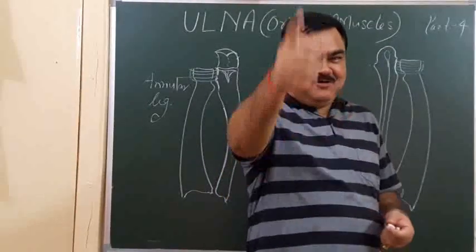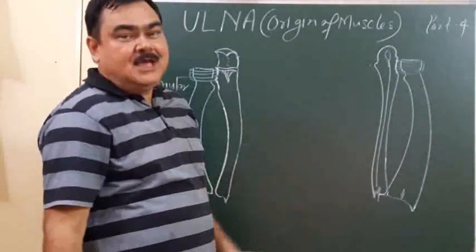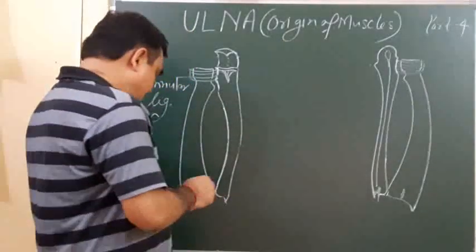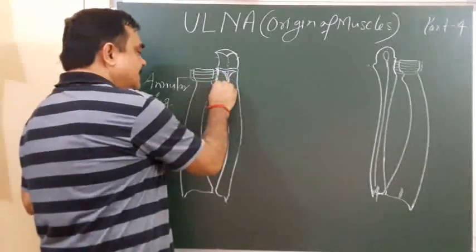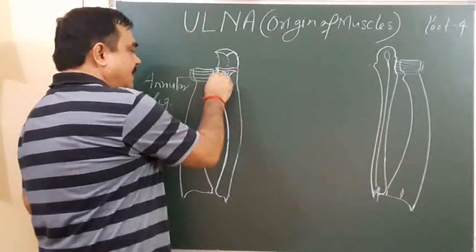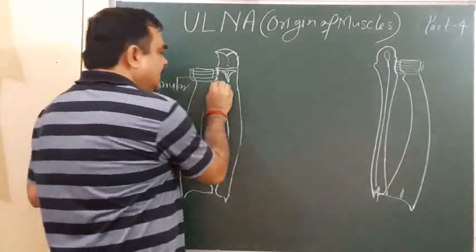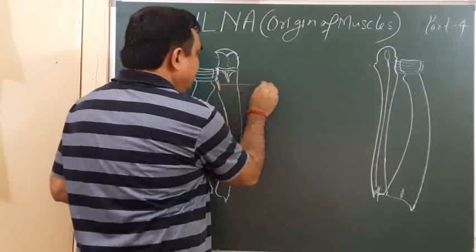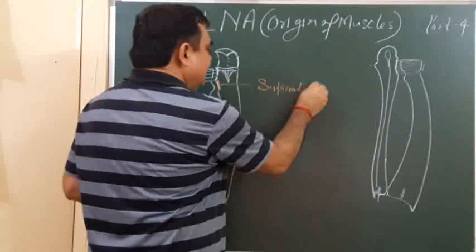Now we'll discuss the muscles that take origin from the ulna. Here is one muscle. Here is the supinator crest, the superior intercrest, and the anterior triangular area to the superior intercrest. Here the muscle arises, that is the supinator muscle.